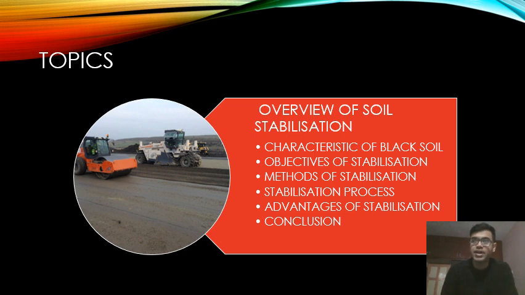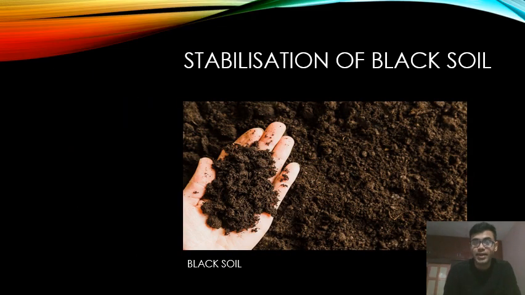The stabilization process, as we all know, means improving the internal property of a soil, like increasing the bearing strength and other properties of this black cotton soil. So we need to stabilize this. The next thing is the pictorial representation of black cotton soil stabilization.